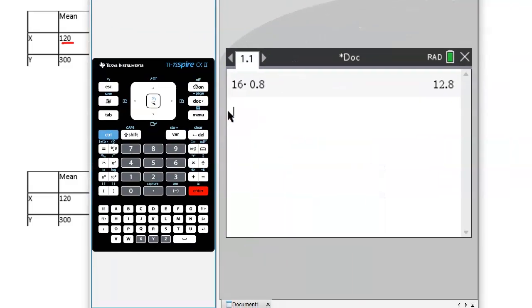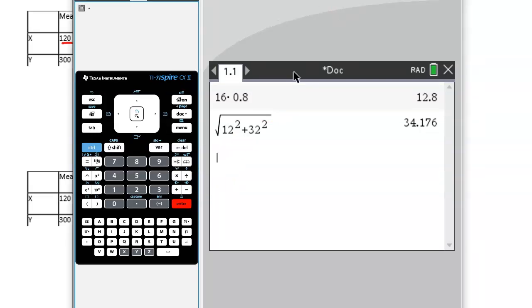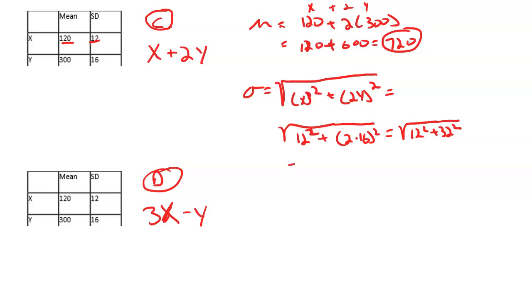So I'm going to put that in my calculator. So it's the square root of 12 squared plus 32 squared. Enter, and I get 34.176. So I get 34.176 is my answer for C.